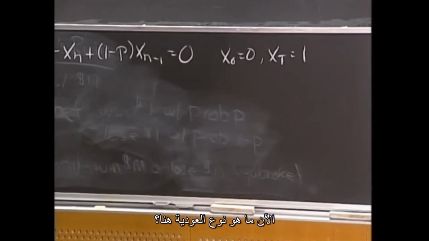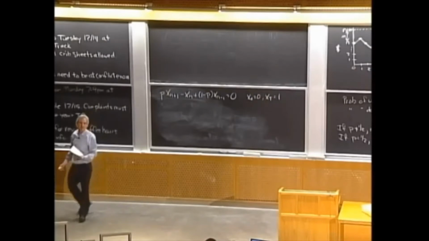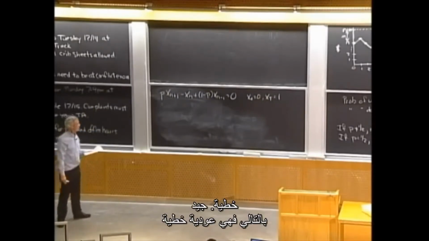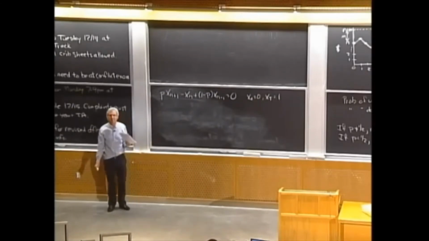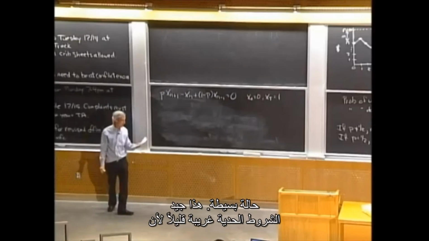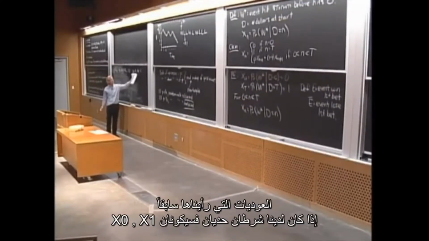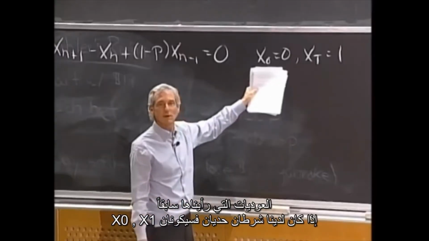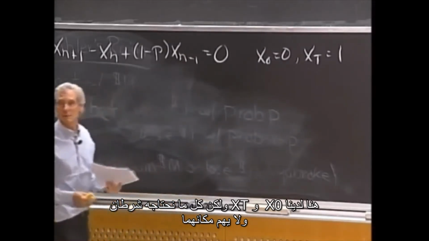Now, what type of recurrence is this? Linear. Good. So it's a linear recurrence. And what type of linear recurrence is it? Homogeneous. That's the best case. Simple case. That's good. The boundary conditions are a little weird because in the recurrences we saw before, if we had two boundary conditions, it would be x_0 and x_1. Here it's x_0 and x_t, but all you need are two. Doesn't matter where they are.